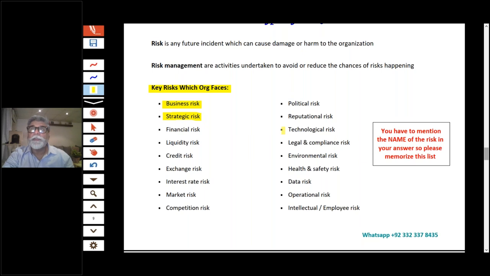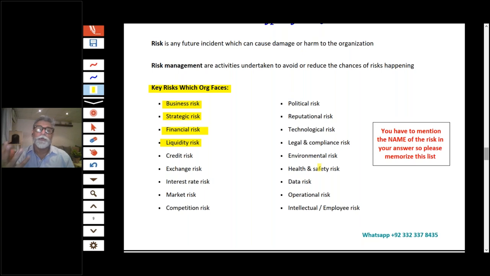Strategic risk, the risk that your strategies might go wrong. You always read it in the bad sense, the risk that your strategies might fail, might not work, might be outdated. Financial risk, the risk that your financial position is screwed up. Financial position means P&L, balance sheet, cash flow projections. Your financial strength is out. Negative equity, extremely high gearing, no working capital. So your financials are not in control.